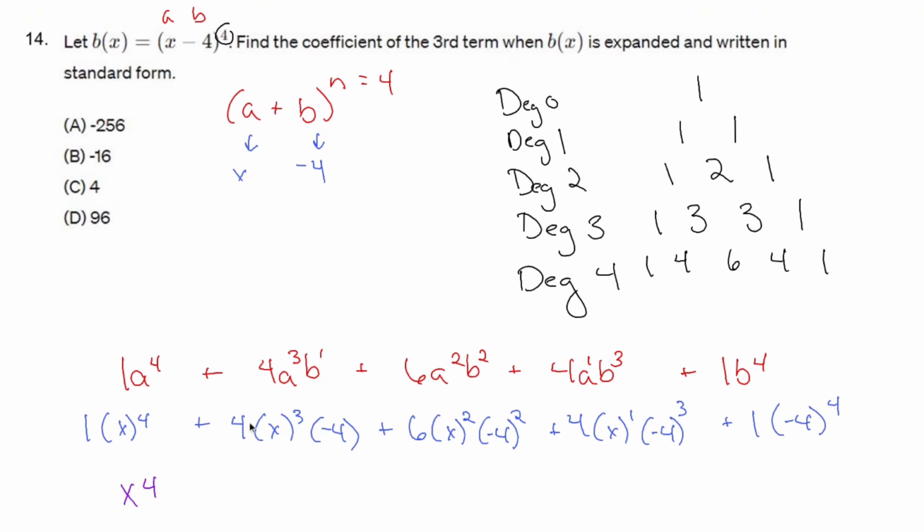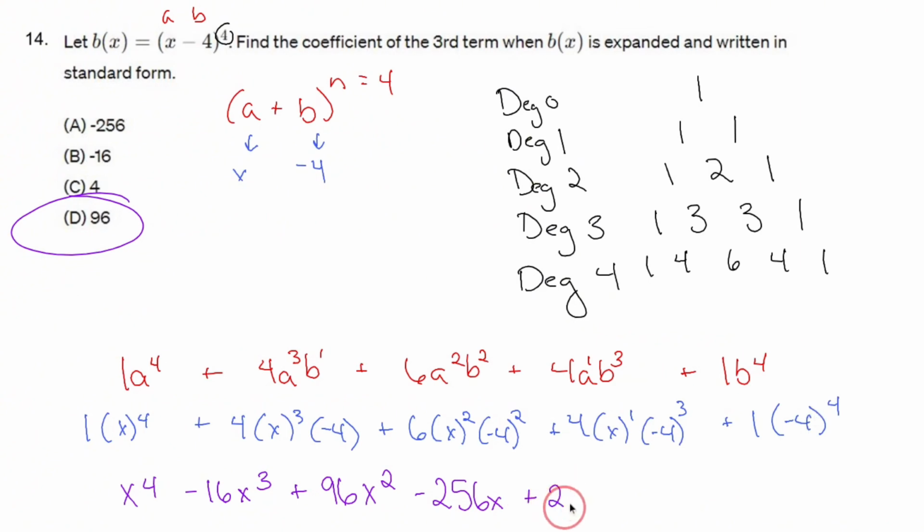Last but not least, let's simplify this out. X to the 4th, 4 times -4 is -16, x to the 3rd. 6 times -4 squared. -4 squared is 16, and 6 times 16 is 96. So positive 96, which gives us our answer, x squared. -4 times -4 times -4 is -64, and 4 times -64 is -256. Drop down the x. And then again, -4 times -4 times -4 times -4 is the positive 256.